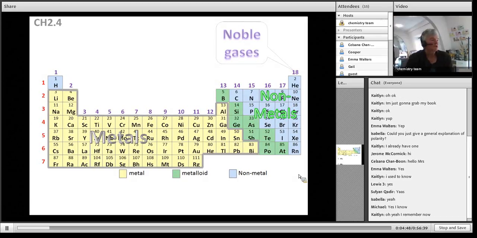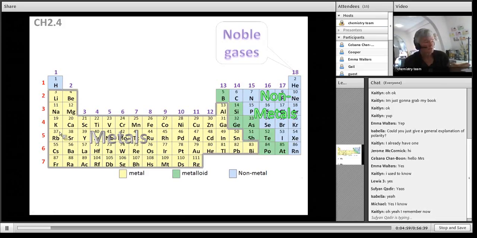So in group 1 down here, there's 1 electron in the valence energy level. Group 2 has got 2. We're going to skip all these transition metals. Next year you do that in more detail. Group 13 has got 3 valence electrons. Group 14 has got 4, 5, 6, 7, and then group 18 has got 8 valence electrons.